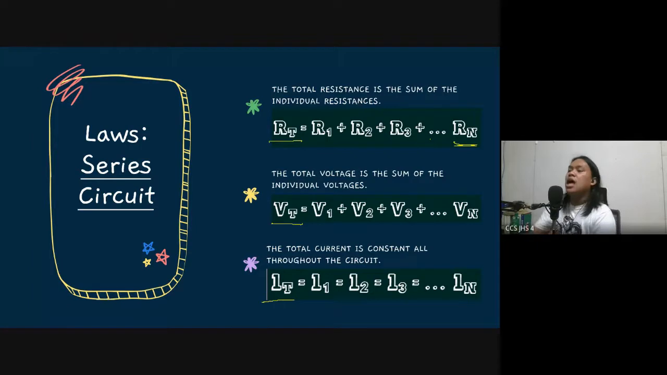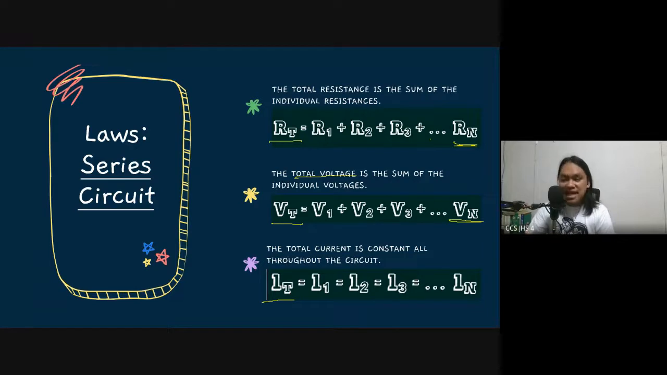Okay, next. To get the total voltage, same with total resistance, all we need to do is to add the values of the individual voltages. So that becomes total voltage, or V sub T, is equal to V sub 1 plus V sub 2 plus V sub 3 plus dot dot dot V sub n. Again, V sub n will depend on how many loads are connected in your circuit.